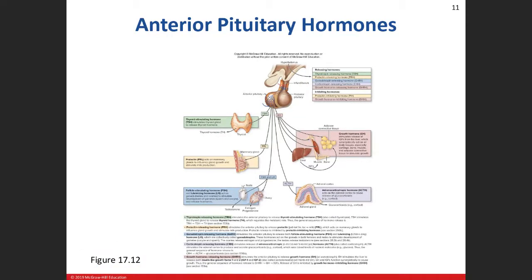But remember what I say, KISS principle, keep it simple. Try to keep it simple, understand the basics, then build upon that and worry about the detail later. So this is a good place to start. Chapter 17, obviously, figure 17.12. And I had students make flashcards. They said it helped them tremendously.